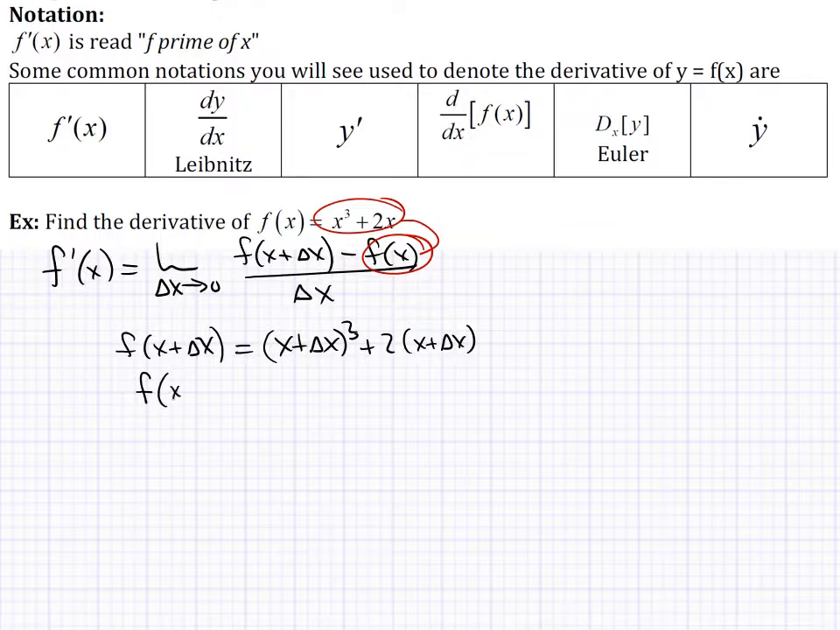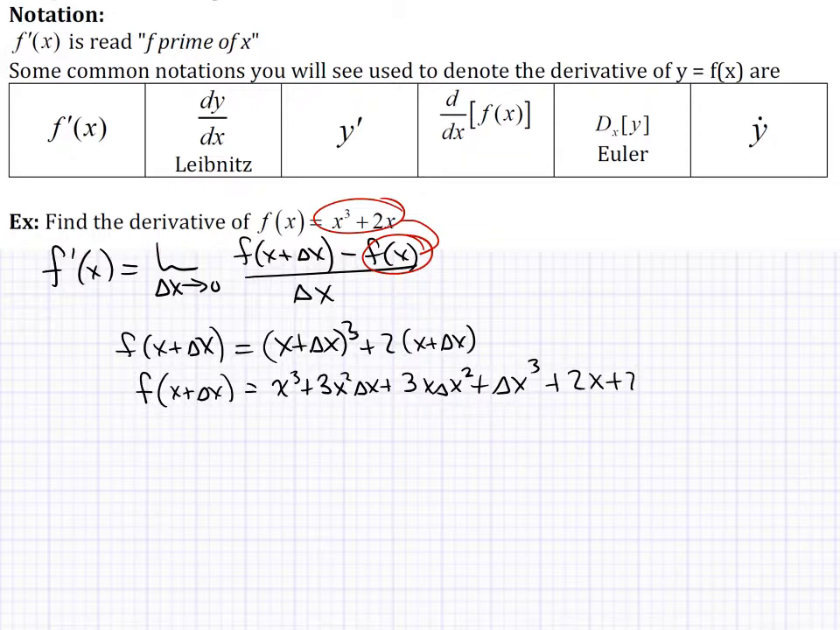So we get f of x plus delta x to be x plus delta x cubed. If we cube this thing, we're going to get x cubed plus 3x squared delta x plus 3x delta x squared plus delta x cubed. Oops, sorry, there's a square here too. Plus 2x plus 2 delta x.